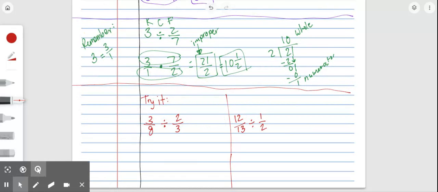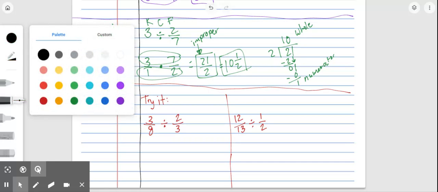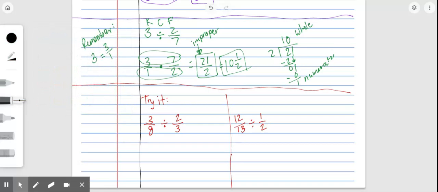Okay, here are your try-its. 3/8 divided by 2/3 and 12/13 divided by 1/2. So make sure that you pause this video and try both of those. So pause it until you're done with those two. Okay, hopefully you've paused this video and you've come back and you're ready to try these two.